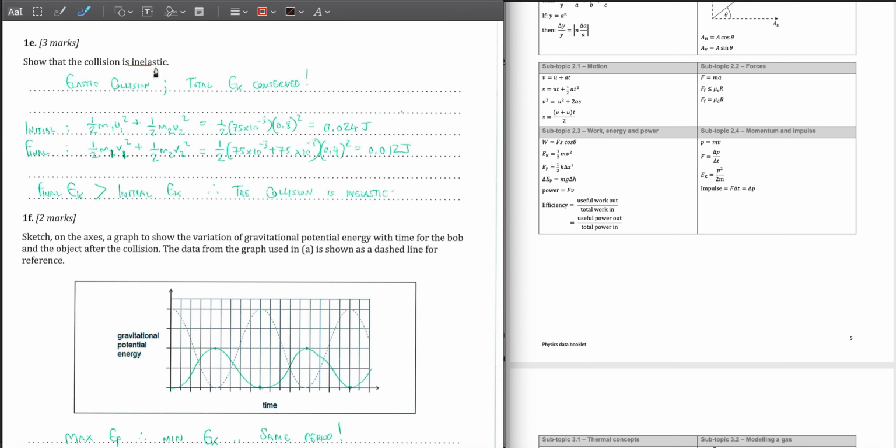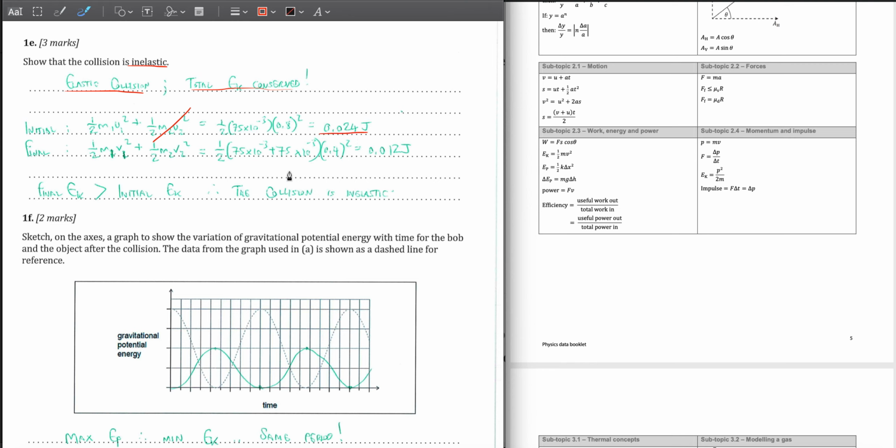Now, this is where you need to remember that an elastic collision is one where the total kinetic energy is conserved, and it's always a very good idea to write that down, both for the examiner and for yourself. We then calculate the initial and final kinetic energies. At the beginning we've only got one kinetic energy because my U2 is equal to 0, so we can ignore this part here. We end up with an answer of 0.024 joules.